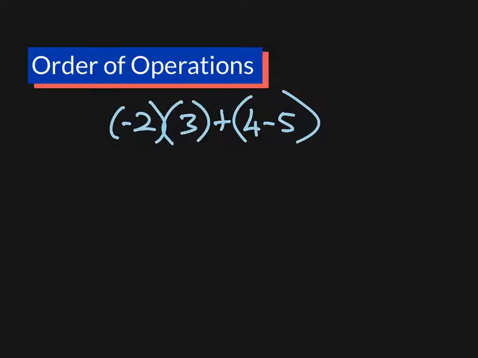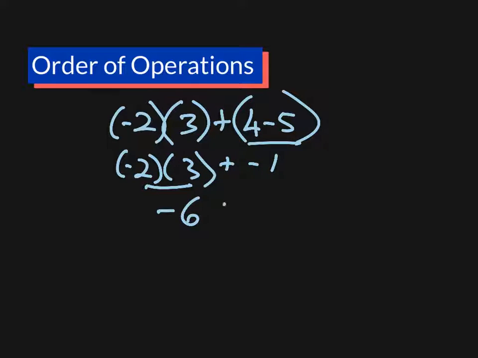So following BEDMAS, we're going to do the brackets first. So 4 minus 5 is going to be negative 1. So we have negative 2 times 3 plus negative 1. Next we're going to multiply or divide because we don't have any exponents here. So here are some terms to multiply. Negative 2 times 3 is going to be negative 6 plus negative 1.